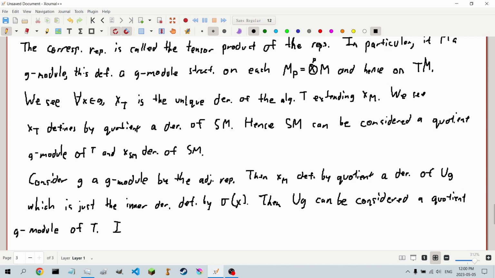If K is a field of characteristic 0, then recall we have a canonical isomorphism. It is also a G module isomorphism. And we will call it there for now.